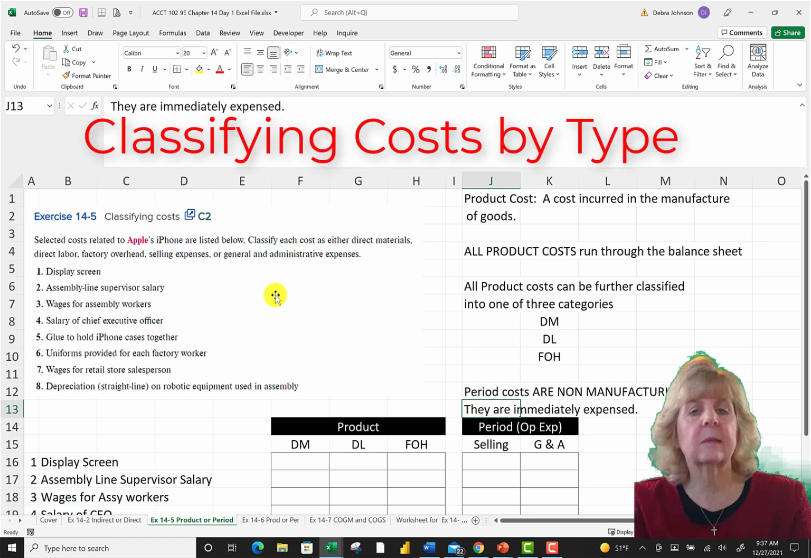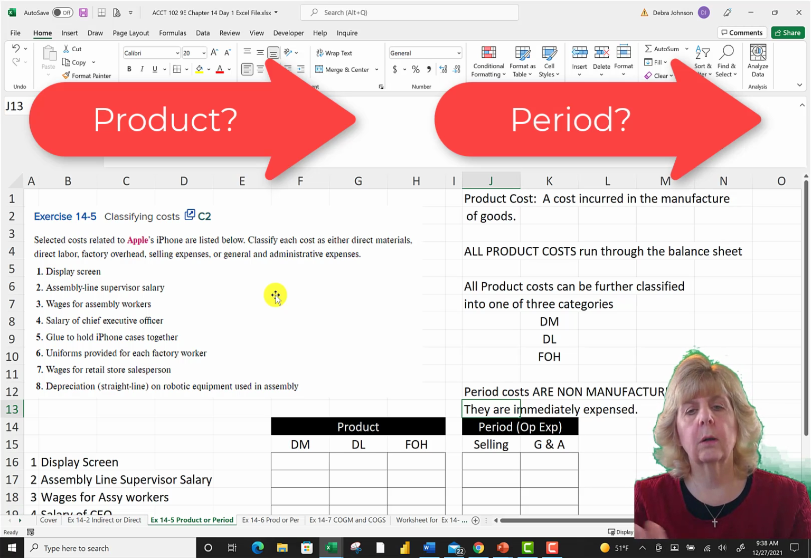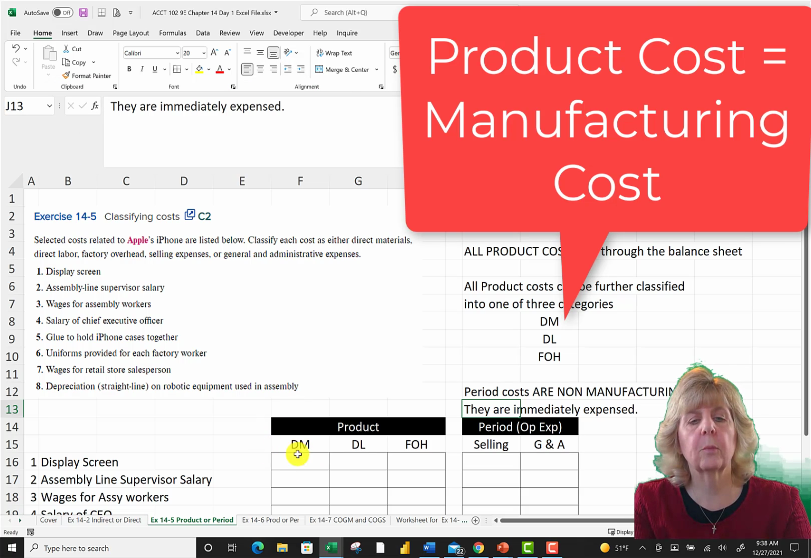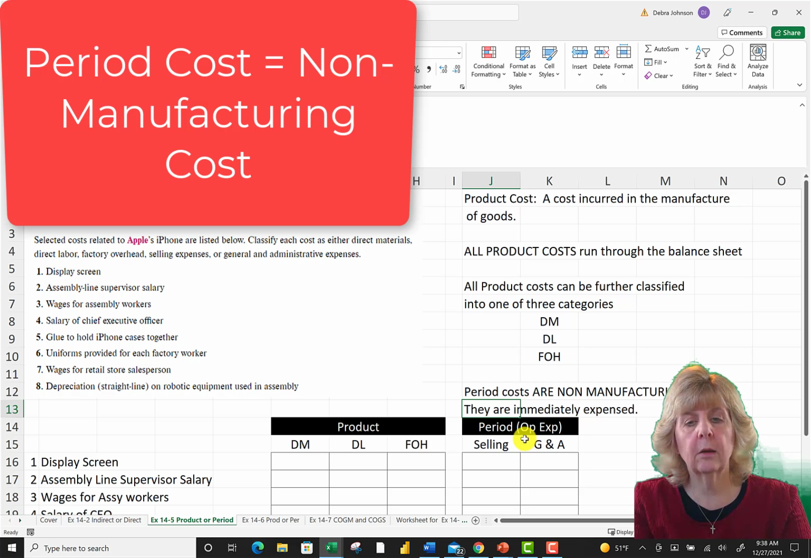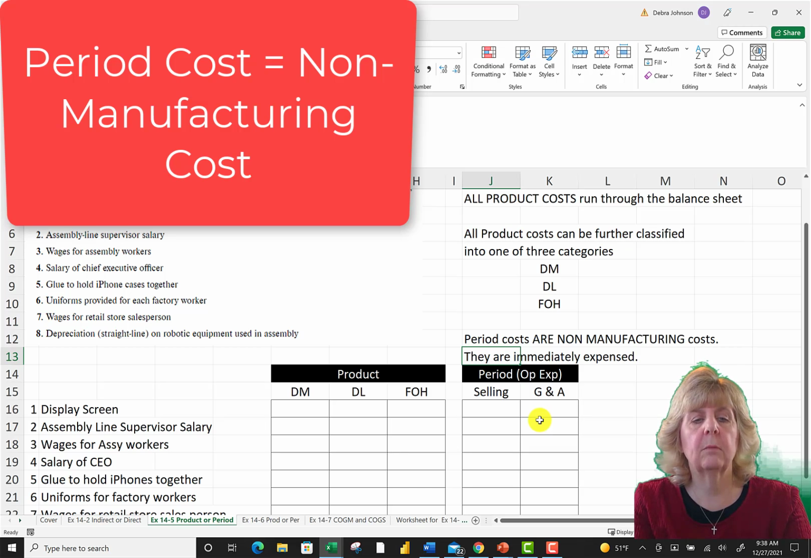The first thing I would ask myself is, once you take a look at the iPhone type costs, ask yourself, is this a product cost, meaning is it related to the production, or is it a period cost, not related to the production? Once something is classified as a product cost, you have to further break it down into one of 3 categories, either direct materials, direct labor, or factory overhead. On the flip side, if something is a non-manufacturing cost or a period cost, we would break that down into either selling or general and administrative.